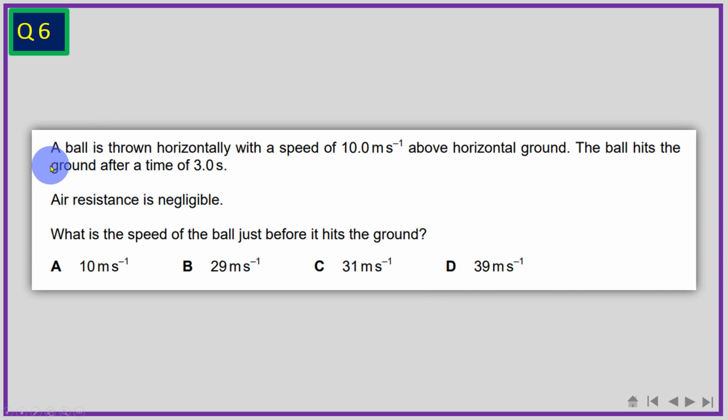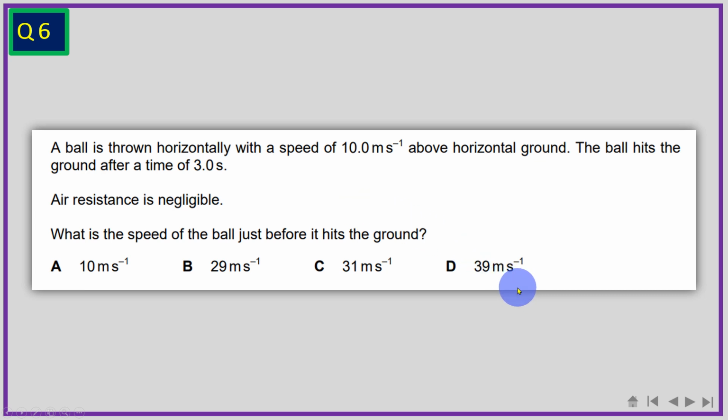In question 6, we are told that a ball is thrown horizontally with a speed of 10 meters per second above the horizontal ground. The ball hits the ground after a time of 3 seconds. Air resistance is negligible. What is the speed of the ball just before it hits the ground? So this is a ball which is traveling horizontally. We know that as soon as it is projected horizontally, it is going to curve downwards like that until it hits the ground, maybe at some point there.